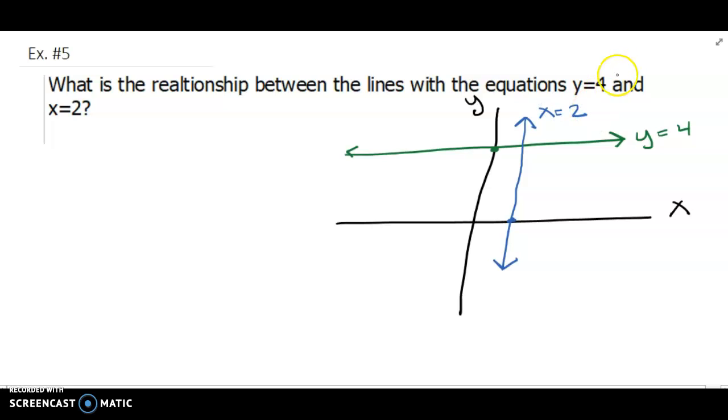If you don't graph these, it's hard to see or to understand what the relationship is. But after you graph this, you can clearly see that these two lines are perpendicular. One is straight up and down, and one is straight across.